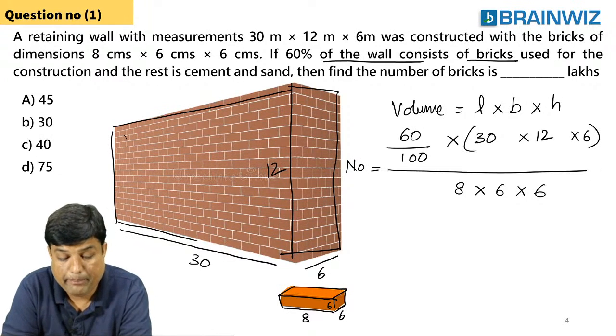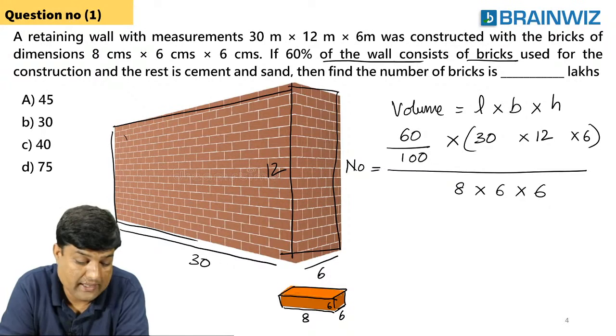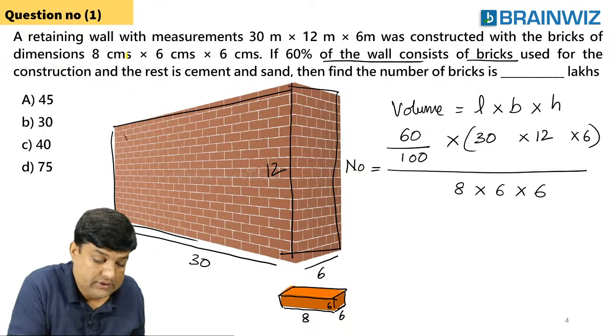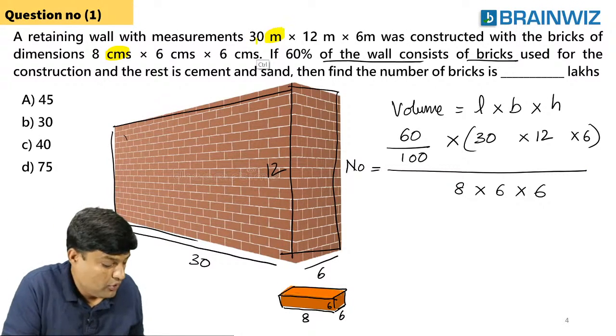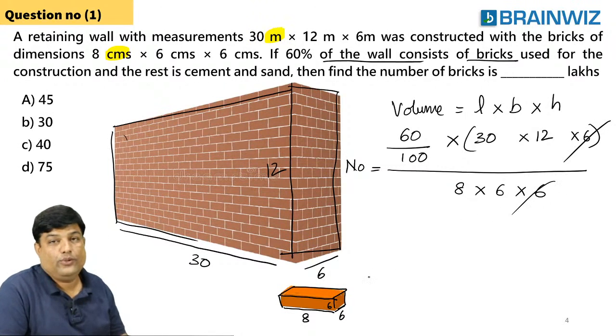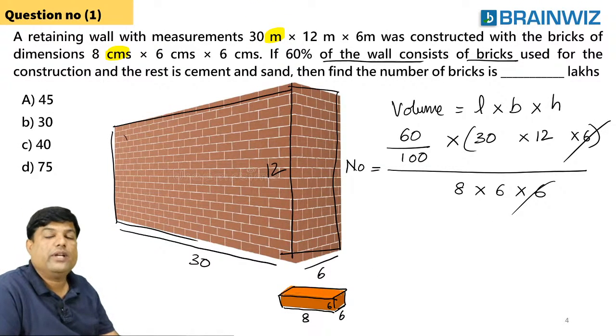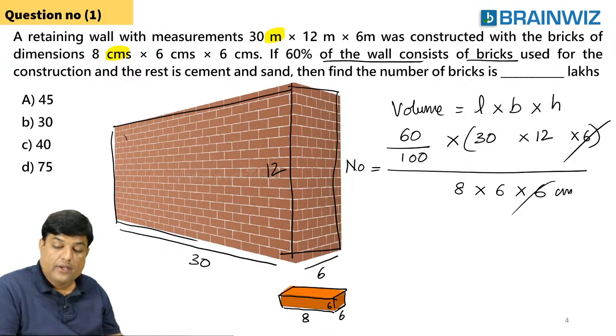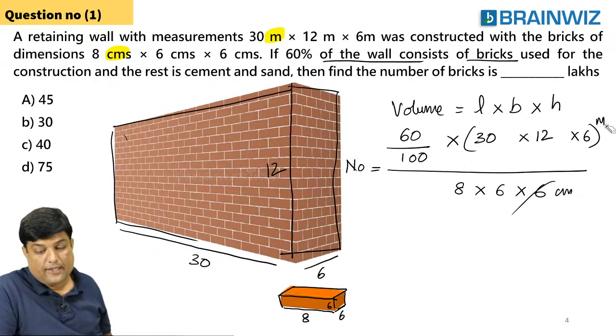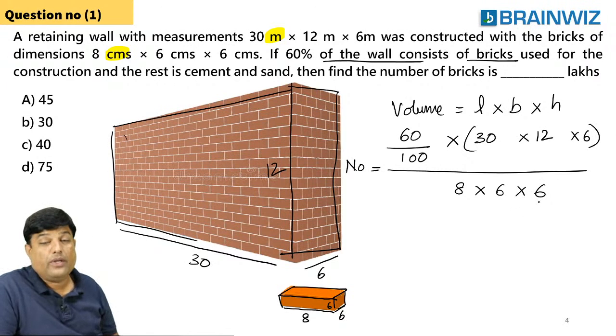Is that fine, everybody? But the small thing you should remember is that here this is centimeter, this is meter. So do you think you can cancel these two? No, guys, you cannot cancel these two. Why? Because this is centimeter and this is meter. You cannot cancel. So what we are supposed to do is convert everything into centimeter or everything into meter.